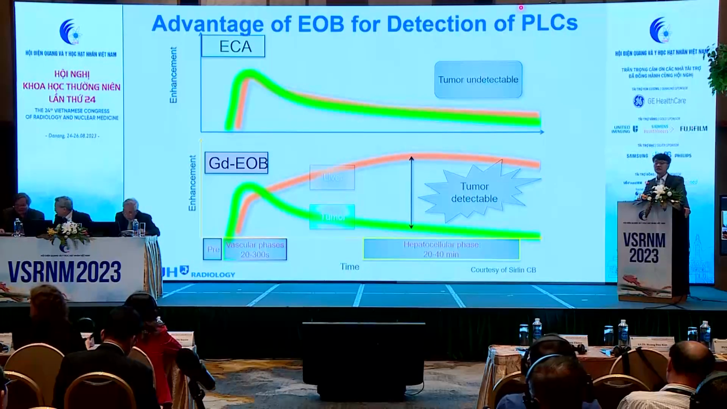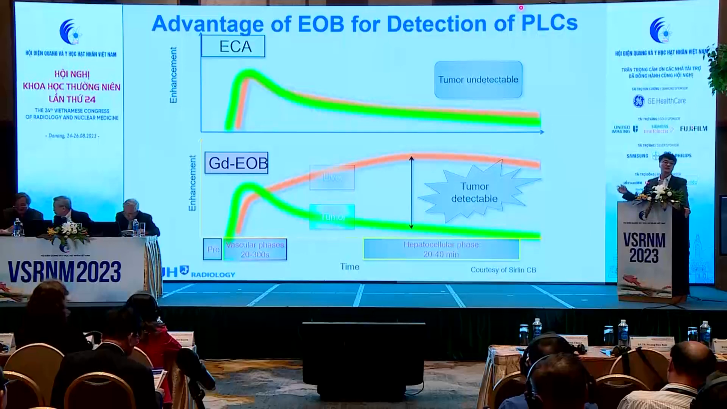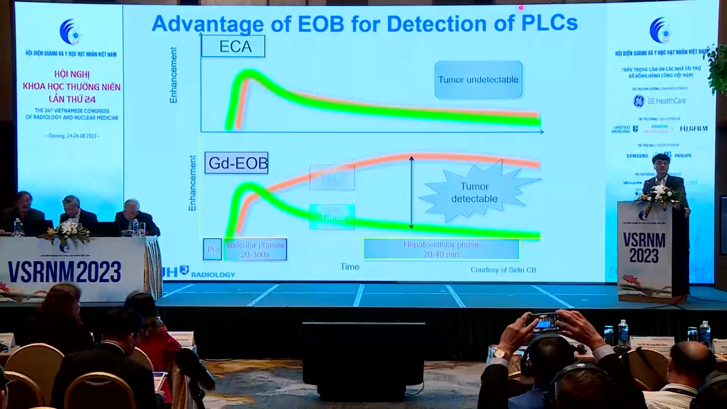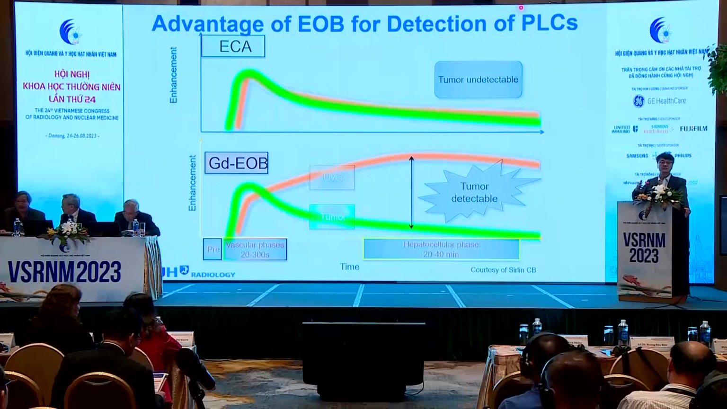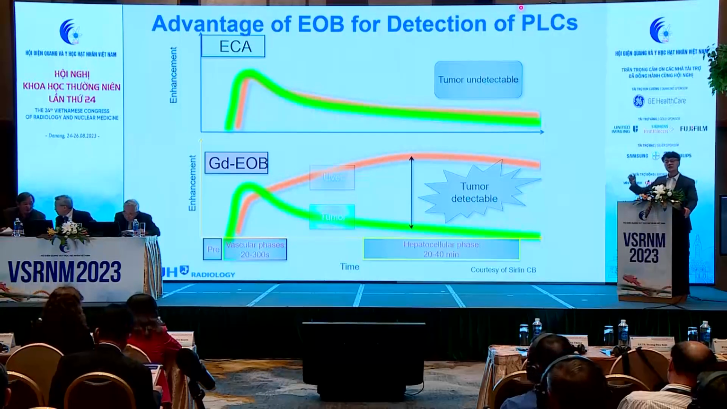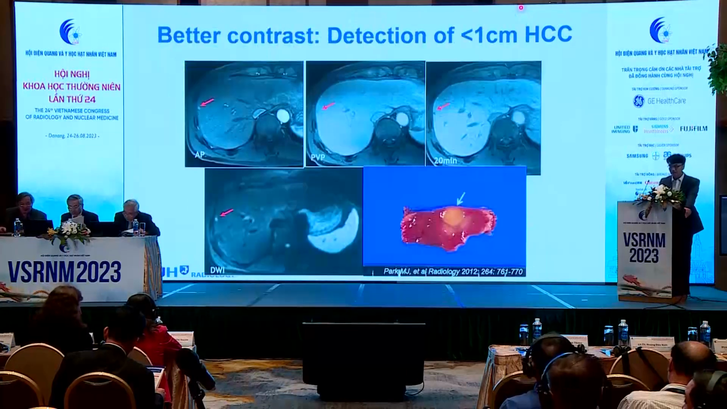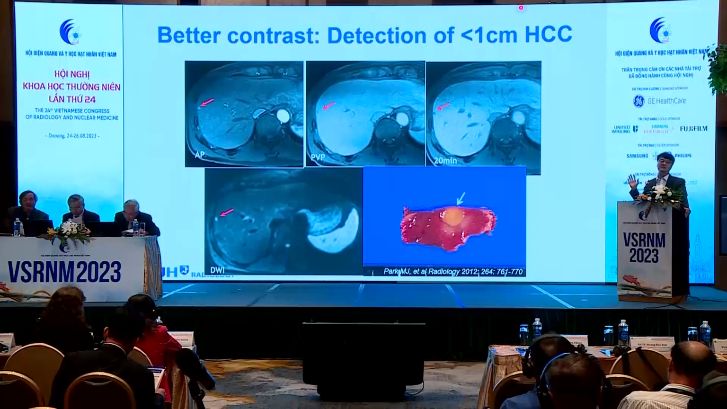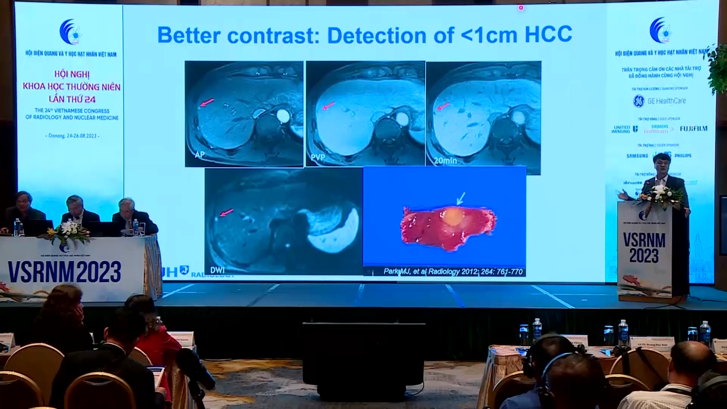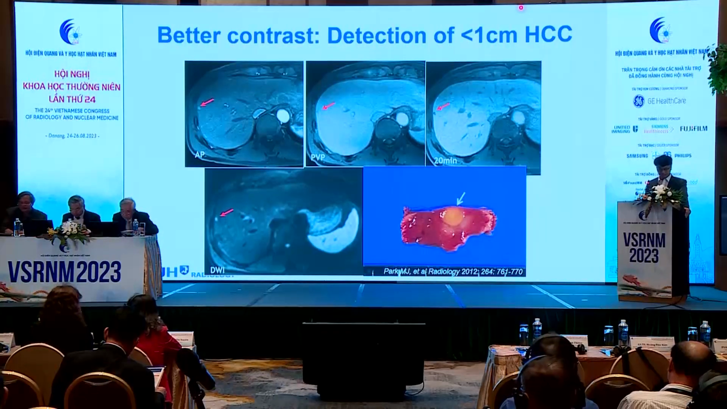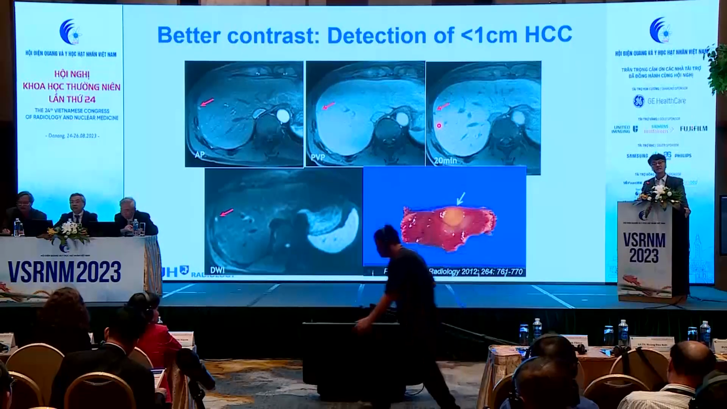contrast-enhanced CT. Here you can see the graphs showing the liver parenchymal enhancement. With the EOB, you can see the gradual and higher degree enhancement. Therefore, we can have a better contrast between focal liver lesions and background liver. And with that characteristic, we can detect the very tiny malignant lesions, as you can see here. You can see this very small 5 millimeter HCC lesion.